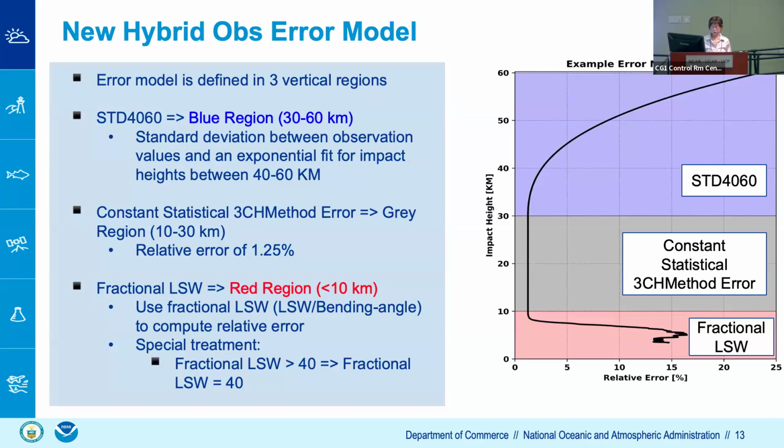For our collaborative work with COSMIC and UCAR, we're testing this new hybrid obs error model that UCAR developed. So we're working with COSMIC to do the testing and to see how that helps the RO assimilation. So for this obs error, as you can see on the conceptual plots over here, it is divided into 3 vertical regions. Below 10 kilometer, we use a fractional LSW. And from 10 kilometer to 30 kilometer, it is a constant relative error of 1.25%. And above 30 kilometer, this is the blue region. We use STD 4060 to estimate the obs error.